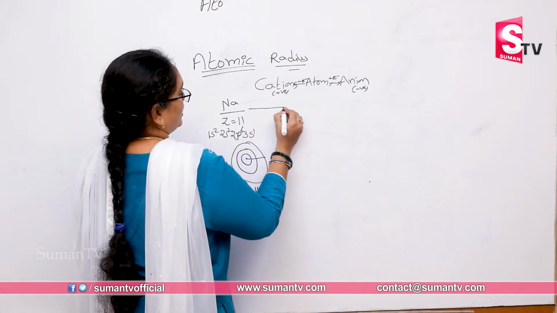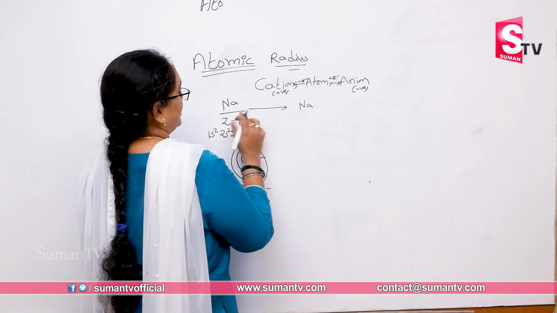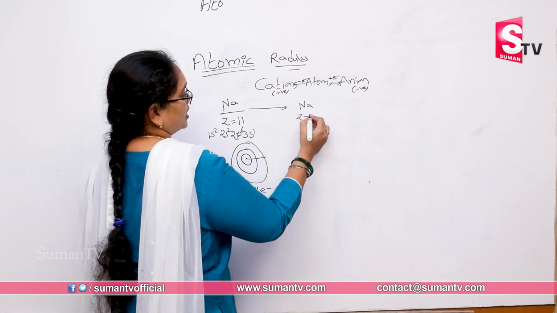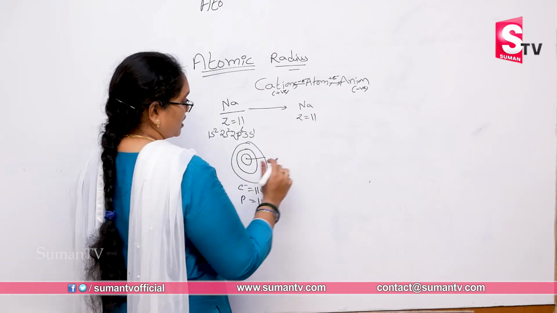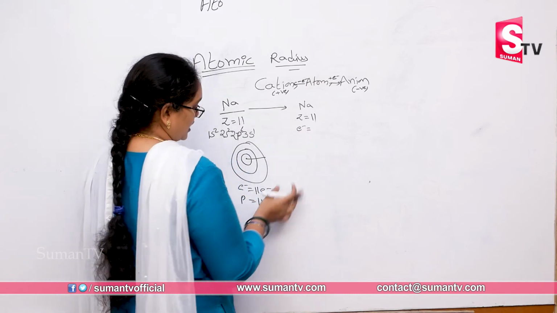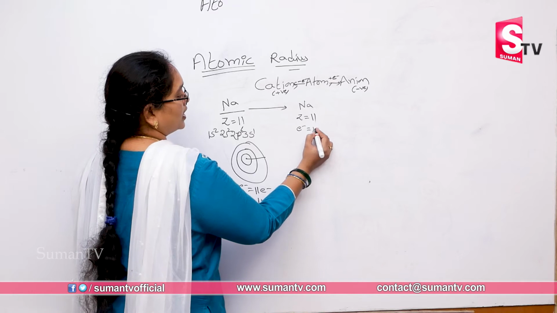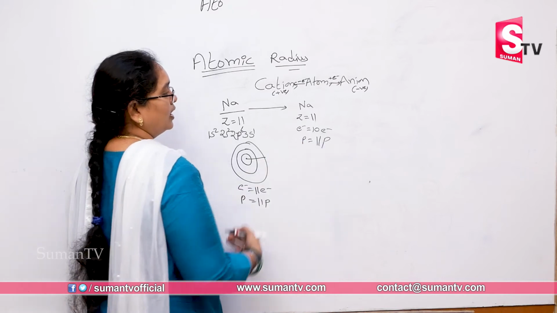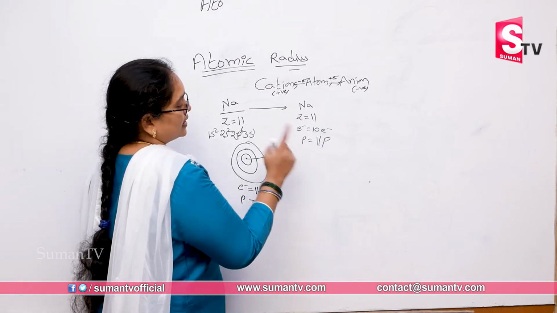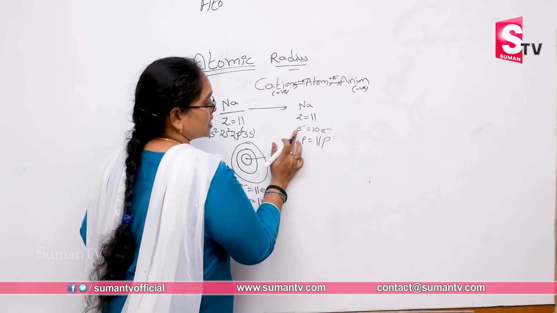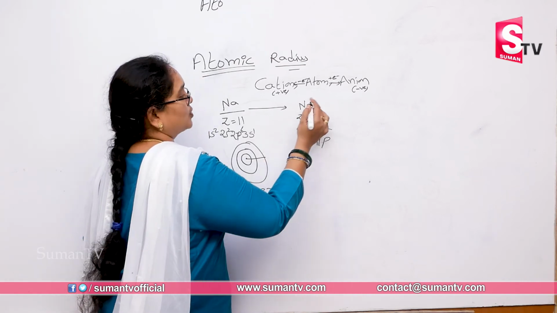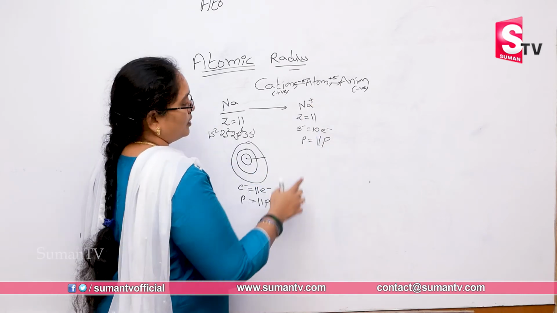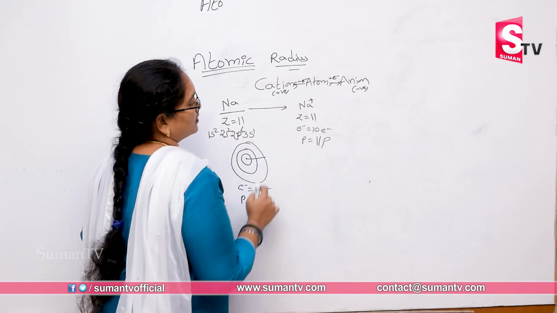Then when sodium loses one electron, it converts to its ion. When an atom converts to its ion, there is no change in its atomic number. It had 11 electrons; if it loses 1 electron, it has 10 electrons. No change in its protons, it has 11 protons. So it has 10 electrons and 11 protons. That means which charge is more? Sorry, the negative charge is less and the positive charge is more, by 1 unit. That's why it is Na+.